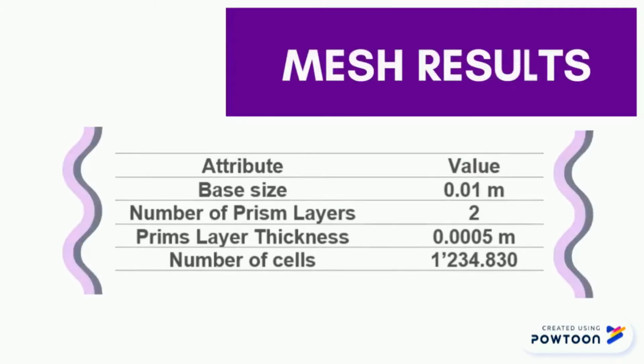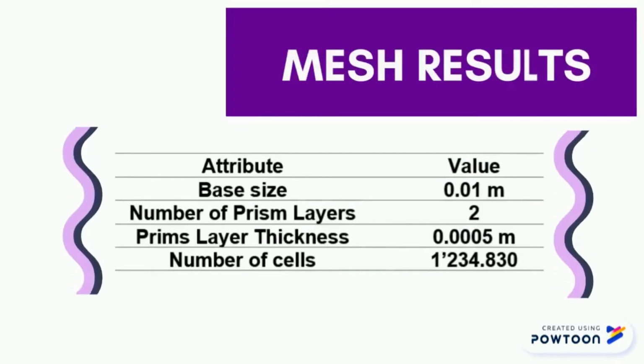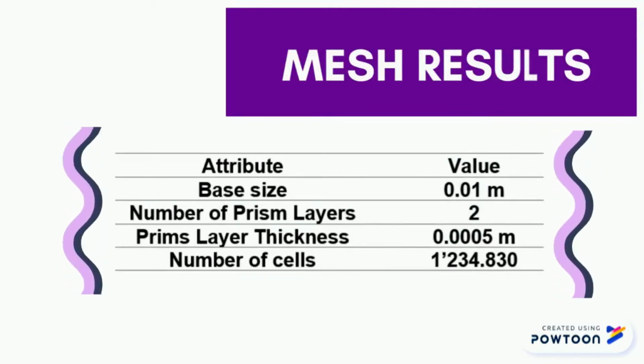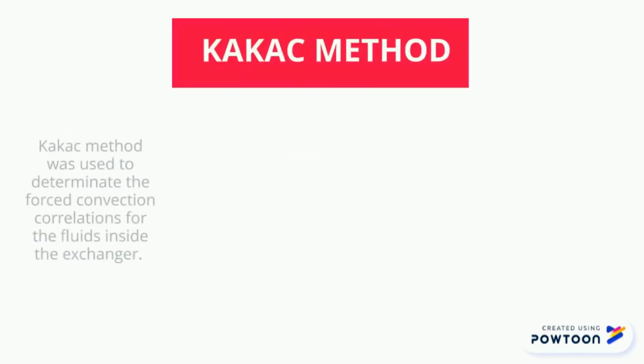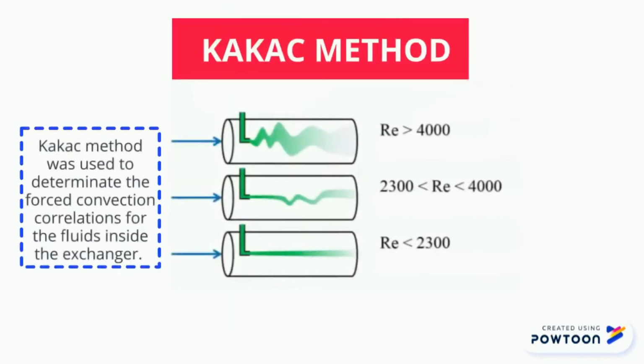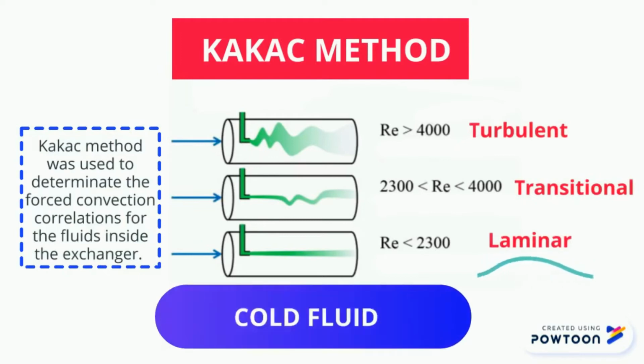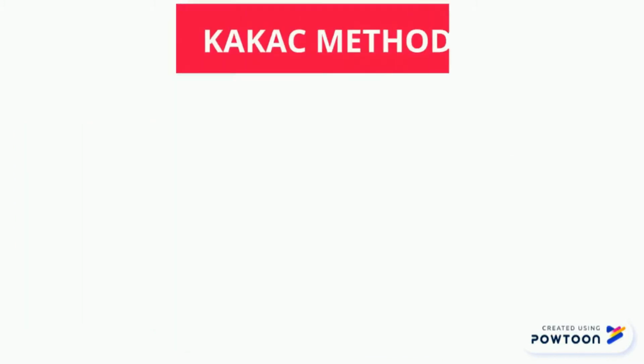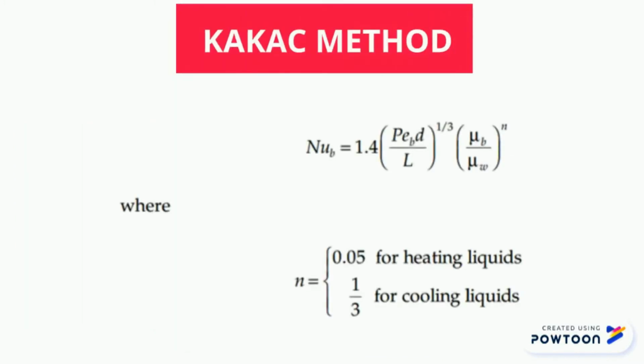The mesh resulted in about 1.2 million cells with an average quality of 0.61 with the following attributes shown on the screen. The CACAC method was used to determine the forced convection correlations for the fluids inside the exchanger. From the Reynolds number, it was found that the cold fluid in the exchanger has a laminar regime because the viscosity of the flow depends on the temperature. The following correlation for the Nusselt number was used.